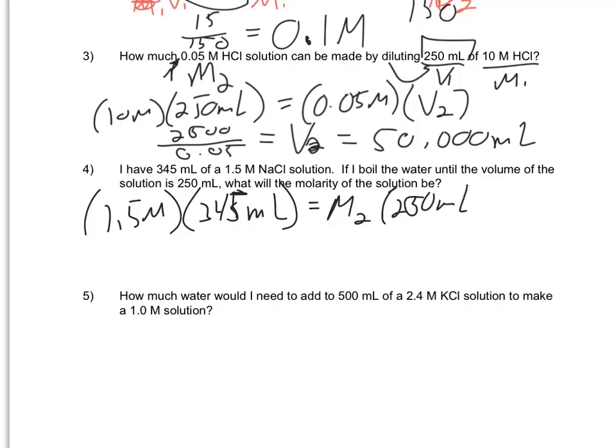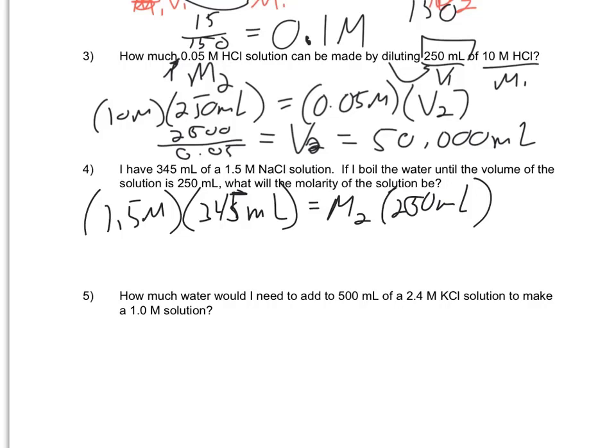Okay, so this is actually the opposite of diluting it. We're making it more concentrated because by boiling it, we're taking out some of the water, but we're leaving behind the salt. The salt doesn't boil off, just the water does. So our answer here, the molarity, should be higher than the 1.5 that we started with because we're making it more concentrated by boiling away some of the water.